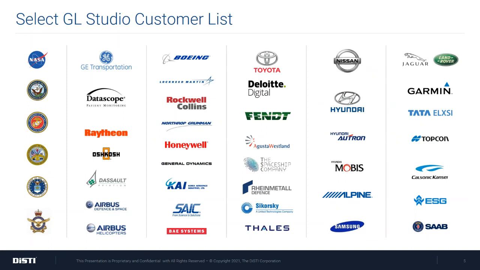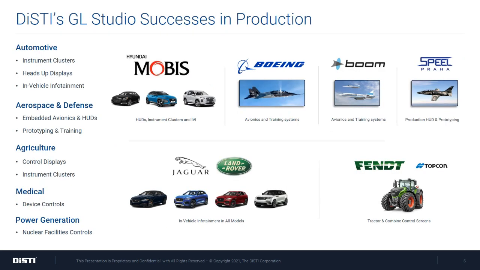Just a real brief select customer list here. You'll see everybody from defense organizations to commercial OEMs, Boeing, Lockheed Martin, all the way out to Jaguar Land Rover, Hyundai, Kia Motors, all using GL Studio for their HMI development and application.